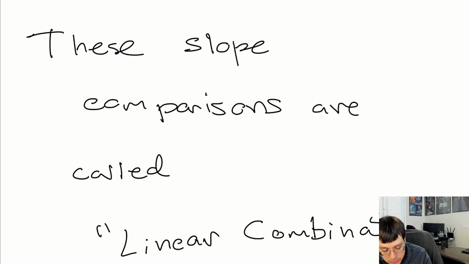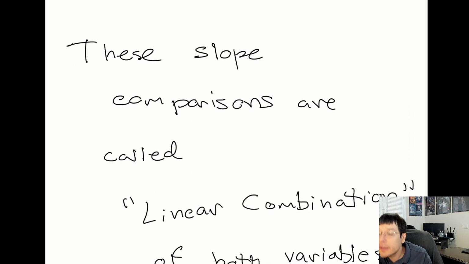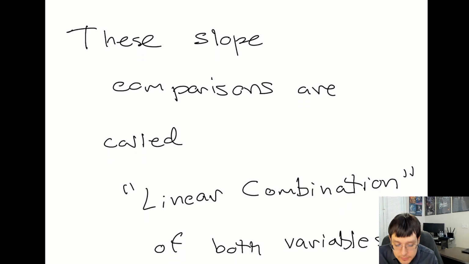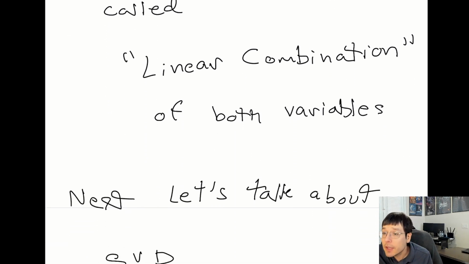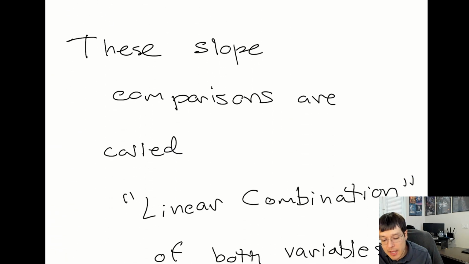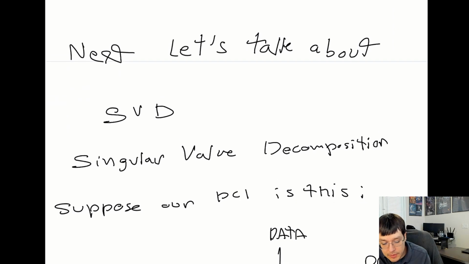So, yep, that's all I said. Comparing these slopes has an actual name, and that name is called linear combination. So the linear combination between both variables. Just remember that name in case you ever hear it. Okay, but now let's talk about singular value decomposition.